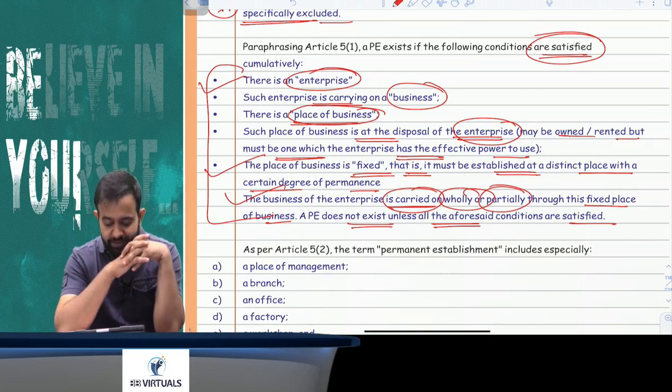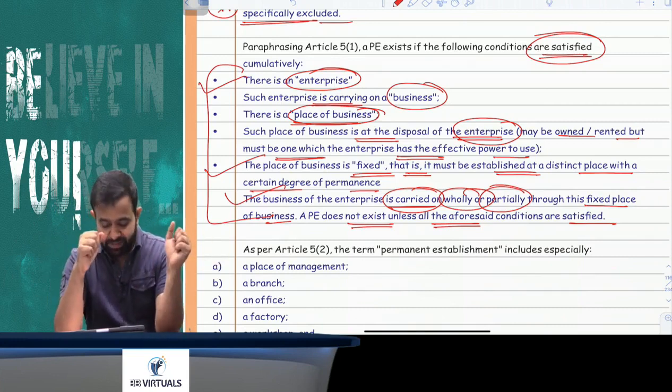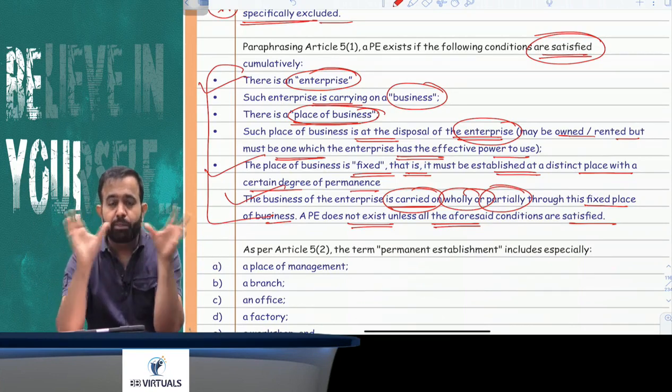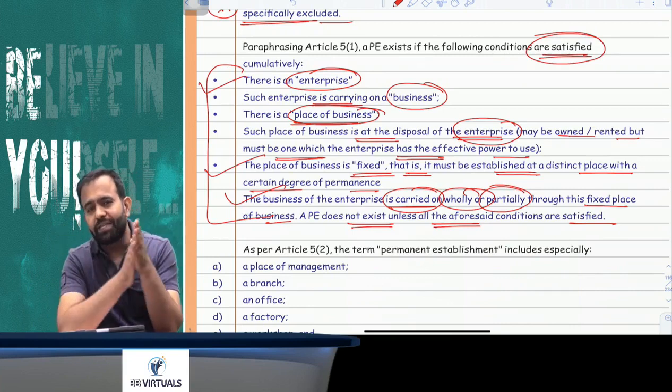What conditions? To become a PE, first condition, there is an enterprise. That enterprise is carrying on business. They are having the place of business in the other country. And that place of business is available for the disposal of the enterprise. And that place should be fixed. There is some permanence in that place. So if all the conditions are satisfied, then it will be treated as PE.